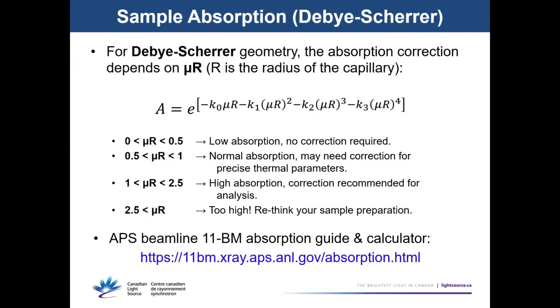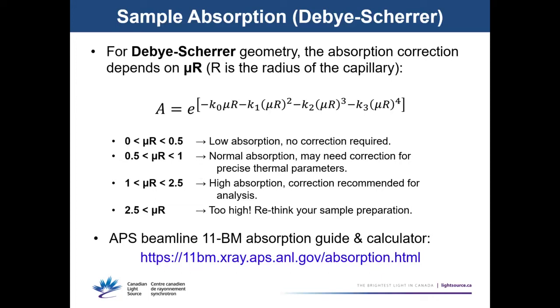For capillaries in transmission, absorption is generally a complicated function of this factor mu r. And the value of mu r gives you an idea of how absorbing your sample is and whether you need to apply a correction during your analysis. If mu r gets too high, say above about 2.5, you might want to rethink your experiment.